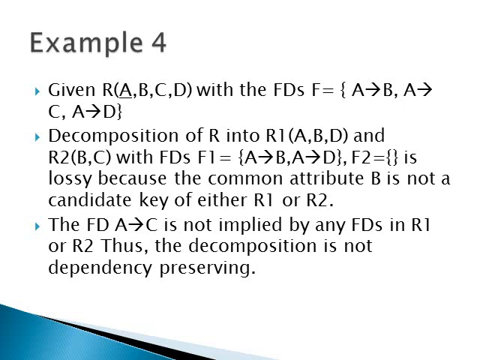We have the last example. Again, relation schema R and four attributes A, B, C, D with functional dependencies A tends to B, A tends to C, and A tends to D. If we decompose this relation into two relations with functional dependencies F1 and F2, it is lossy because the common attribute B is not a candidate key of either R1 or R2, and R1 retains functional dependencies only A tends to B and A tends to D. So functional dependency A tends to C is not implied by any functional dependencies in R1 or R2. Thus the decomposition is not dependency preserving.